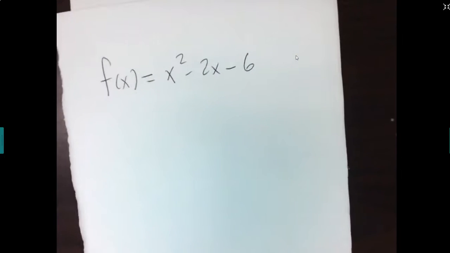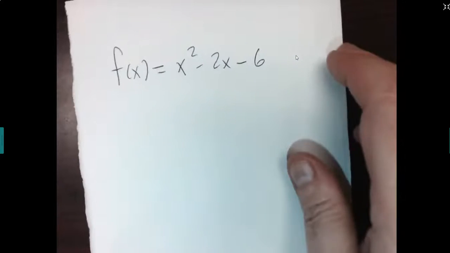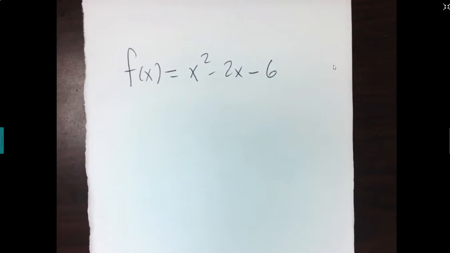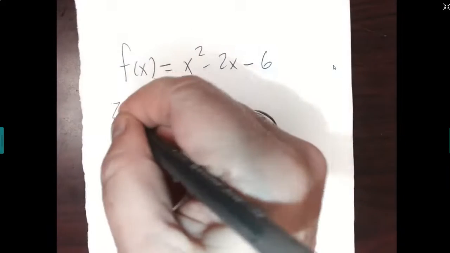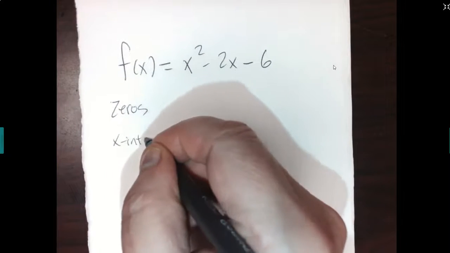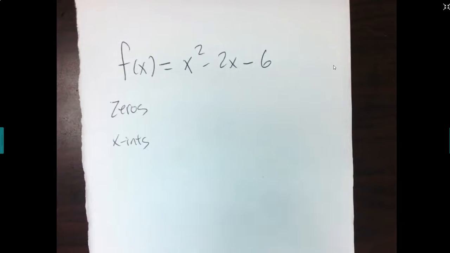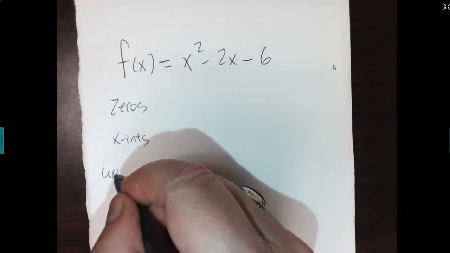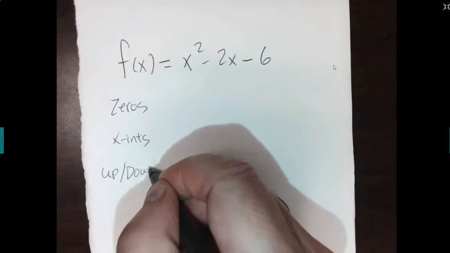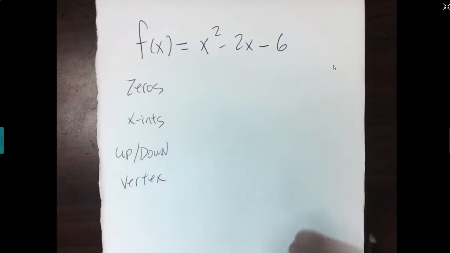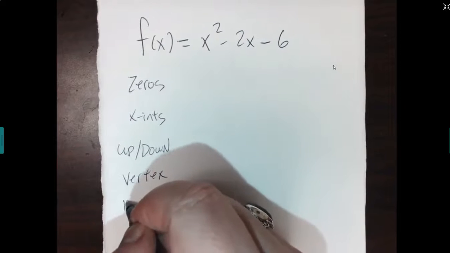Okay, suppose we want to enter the characteristics of this. So what could we be asked for? We could be asked for the zeros. We could be asked for the x-intercepts. We could be asked if this opens up or opens down. We could be asked for the vertex. We could be asked for the intervals where it's increasing or decreasing.